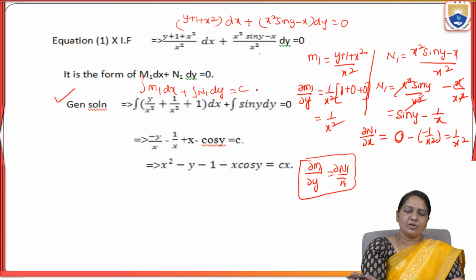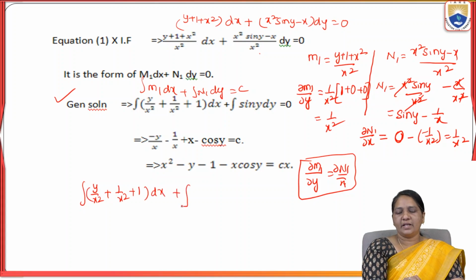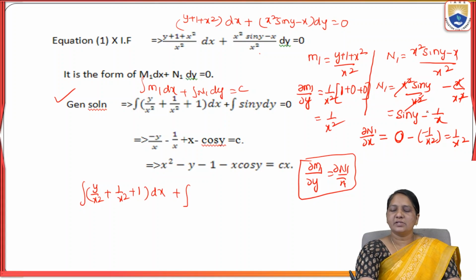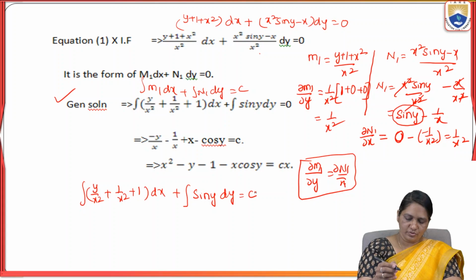What is the M1 value here? M1 is integral of y by x square plus 1 by x square plus 1 into dx, plus integral N1 value. What is the N1 value? Here sin y minus 1 by x. So we can separate the y term here. That's why we are taking N1 as sin y into dy equal to c.